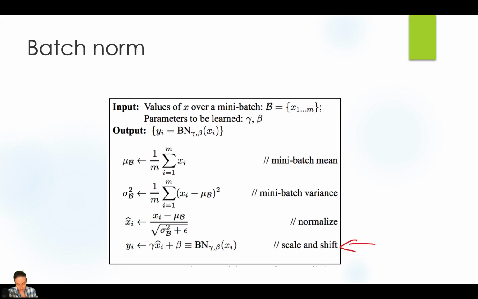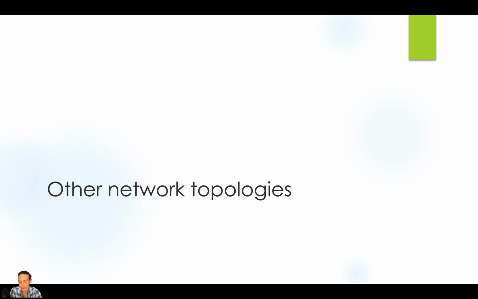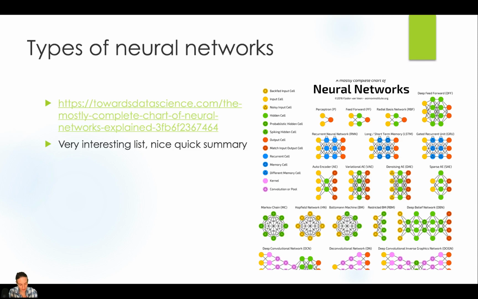So this one is trainable. Using batch norm gives us a lot of benefits. Okay. So let's have a look at other network topologies. There are many different types of networks.